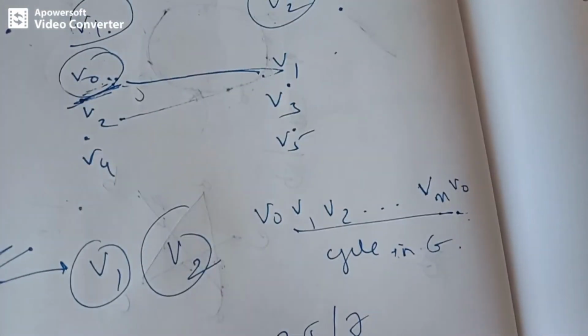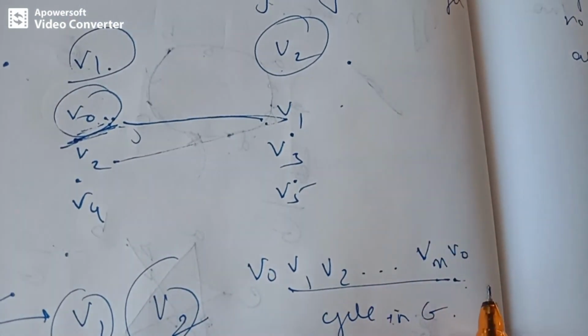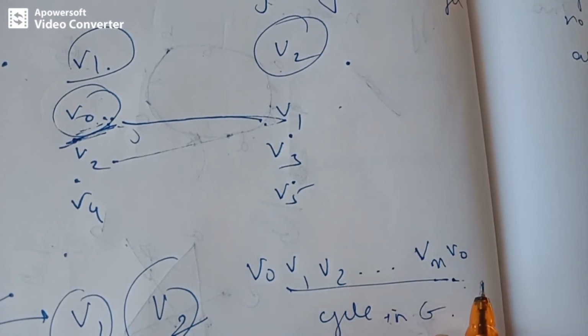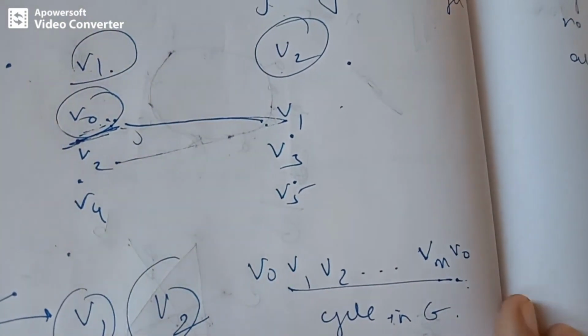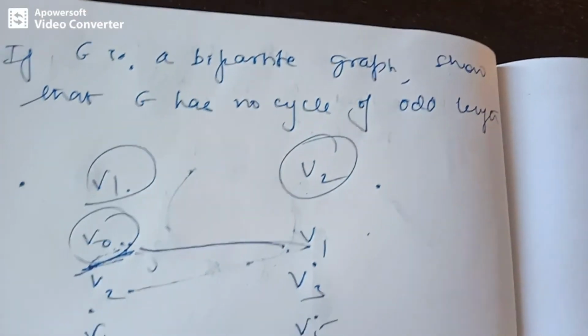It cannot be odd numbers at all. So what we have taken is the opposite, that is a cycle, and we have proved that there is no cycle of odd length, right? That is what we have to prove. We can write it in terms of statements.